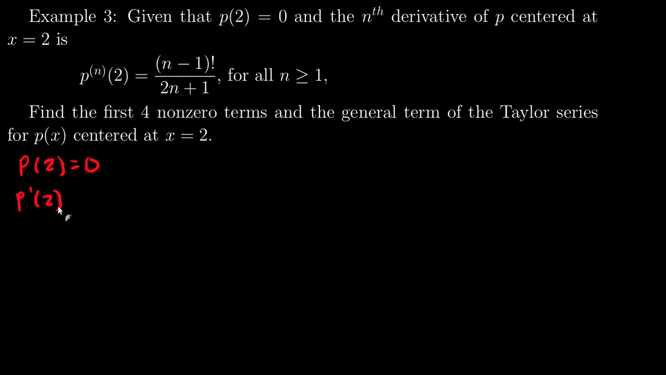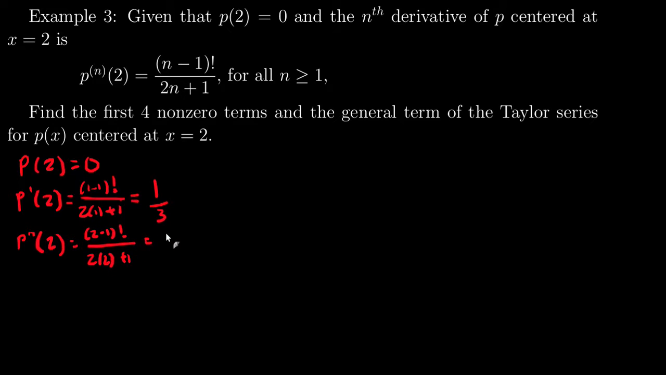P prime of 2, that's where n is 1, so I have 1 minus 1 factorial over 2 times 1 plus 1. 1 minus 1 is 0, 0 factorial is 1, and the denominator is 3. The second derivative is going to be 2 minus 1 factorial over 2 times 2 plus 1. 2 minus 1 is 1, factorial is 1, the denominator is 5.